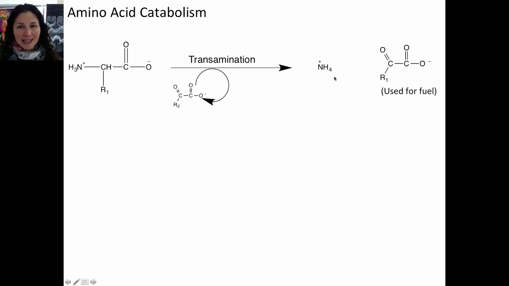This ammonium ion is toxic, and it needs to be converted into another molecule before it causes damage in your cells. Ammonium ion is converted into urea by the urea cycle. Urea is then excreted in your urine. The keto acid, which is produced in transamination, can be used for fuel, but it can also re-enter transamination. This is another keto acid, which is part of the transamination cycle. Let's talk about how these molecules are used for fuel.